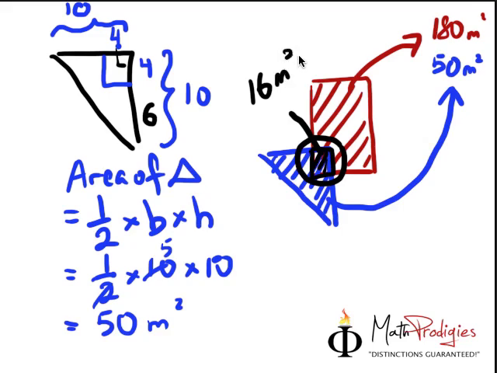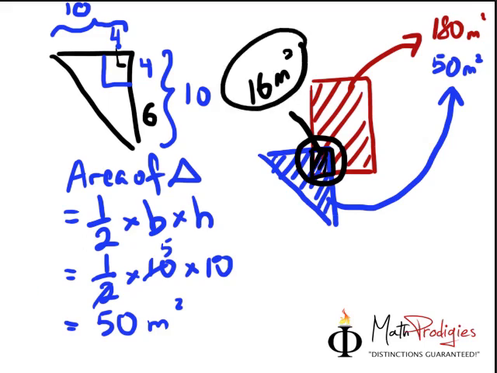So let's back up a bit. The area of the rectangle is 180. The area of the triangle is 50. But if we were to add the areas together, we will be counting that little square over there twice. So what must we do? We must actually minus this 16 meters squared.